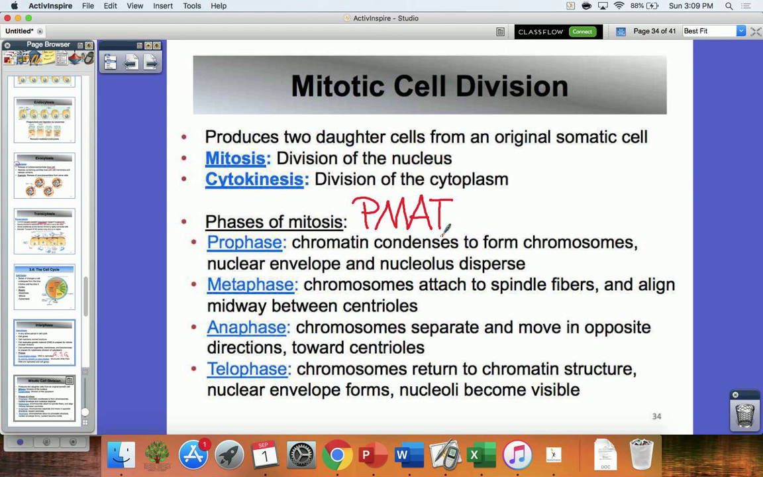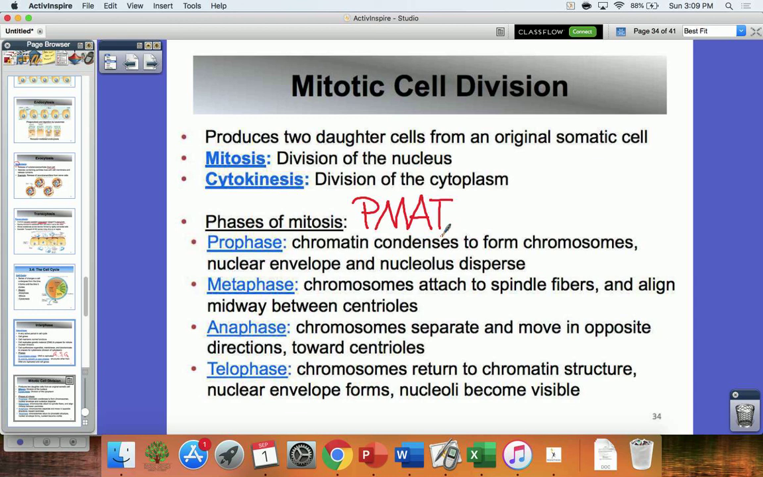Meta means middle. This is where the chromosomes are going to align in the middle of the cell between the centrioles. Those spindle fibers are going to form from those centrioles. Anaphase is where the chromosomes are going to be separated because they have attached to the spindle fibers. They're going to be pulled away towards those centrioles.